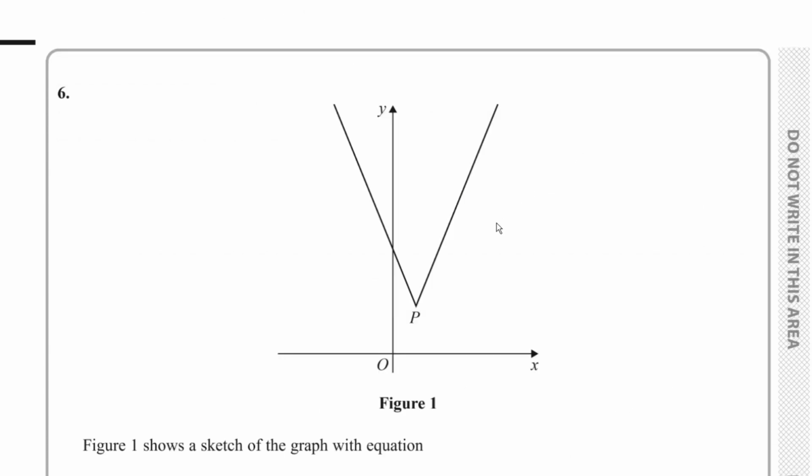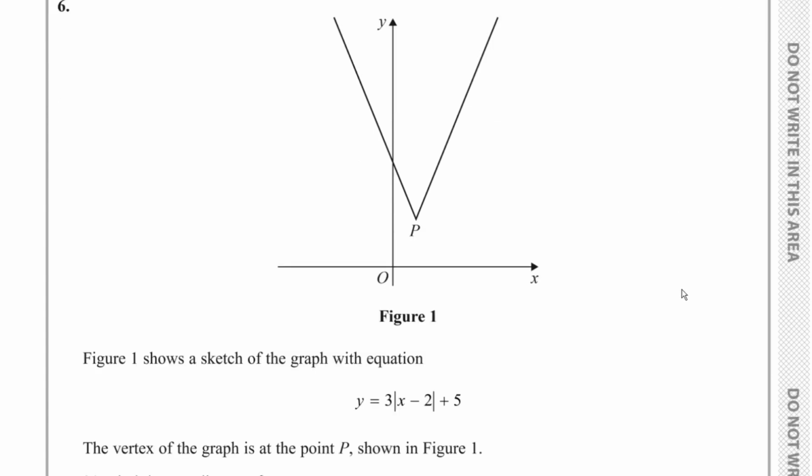Question number 6. Figure 1 shows a sketch of the graph with equation y equals 3 multiplied by the mod of x subtract 2 plus 5. The vertex of the graph is at the point P shown in figure 1. We see the vertex here.